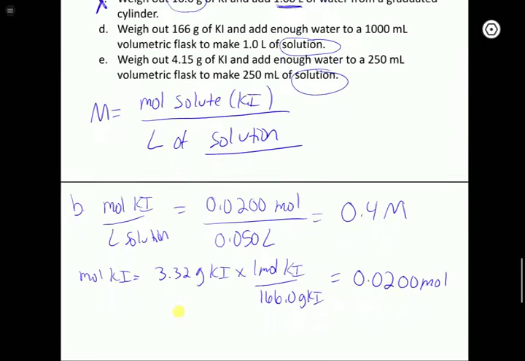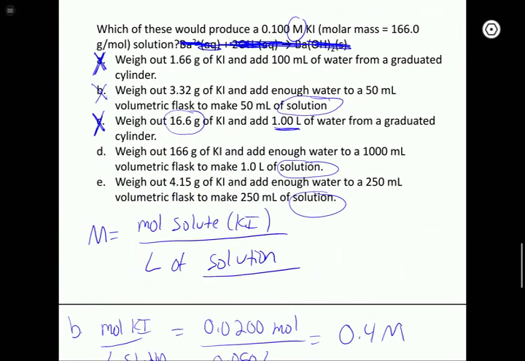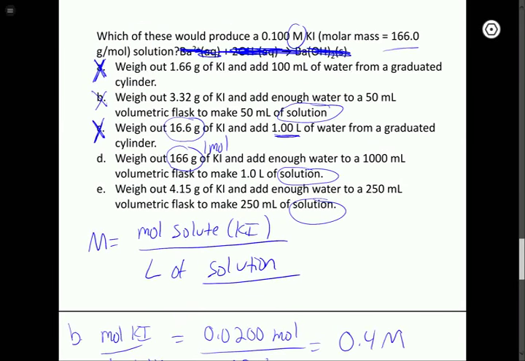If we go to choice D, we can do this one in our head a little bit, because in choice D we have 166 grams. That's equal to the molar mass. That's going to be 1 mole. And we have 1 liter of solution. So 1 mole per liter is 1 molar. We can do that math in our head. So choice D is wrong. So hopefully choice E works out because we've eliminated the rest.